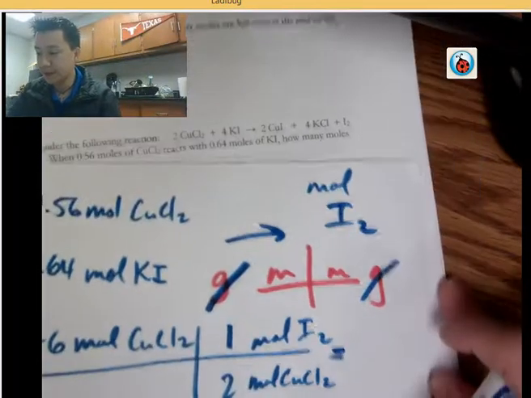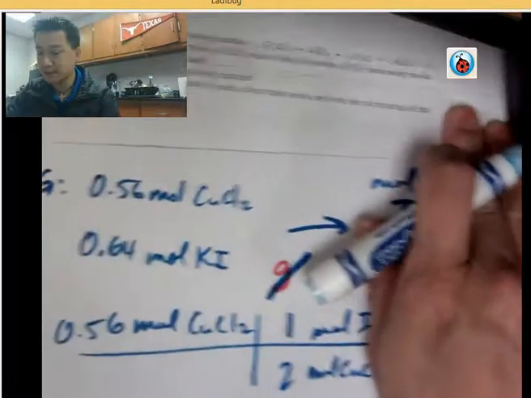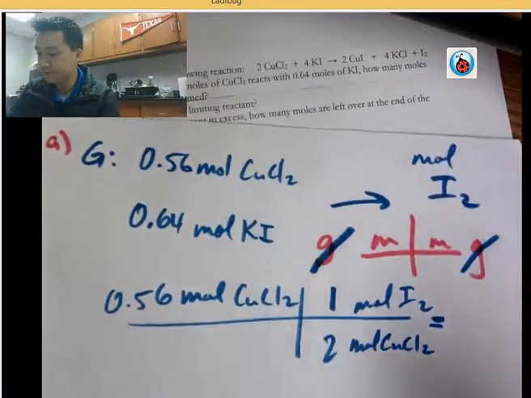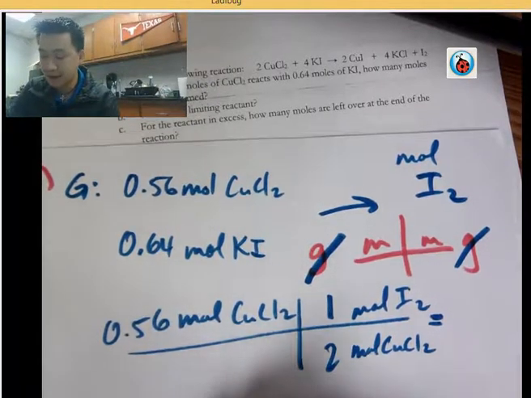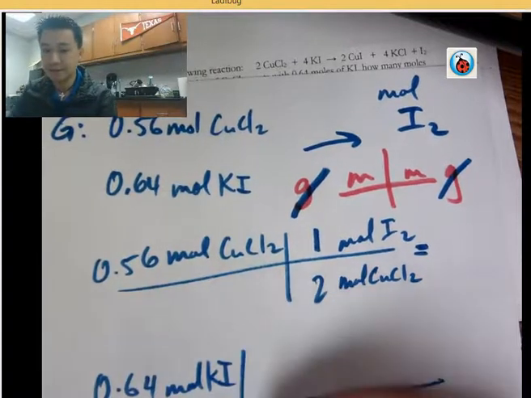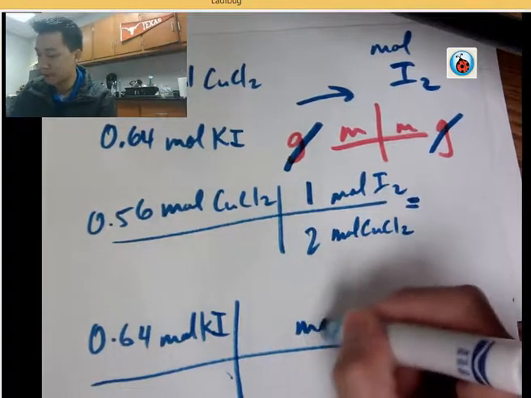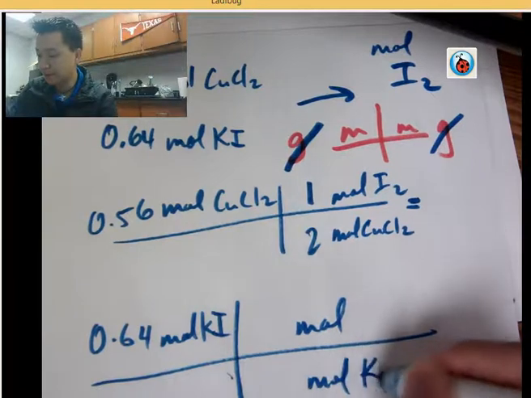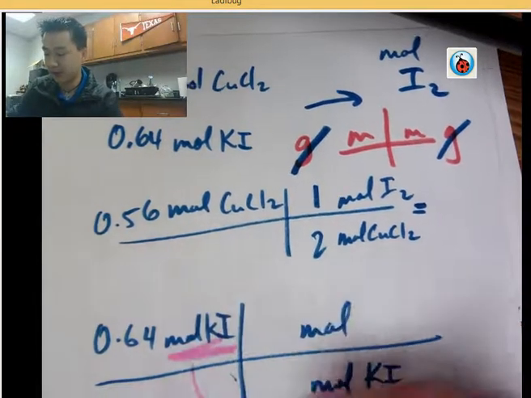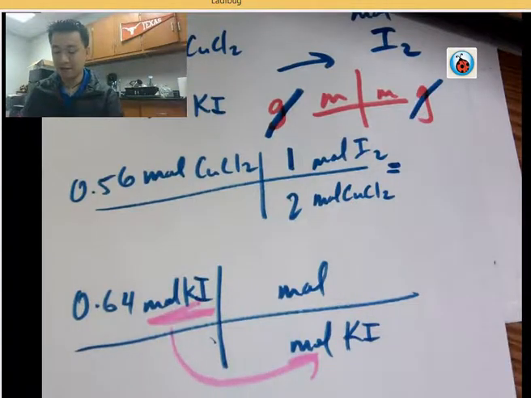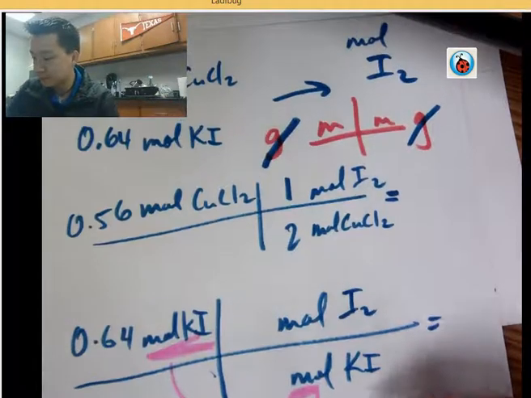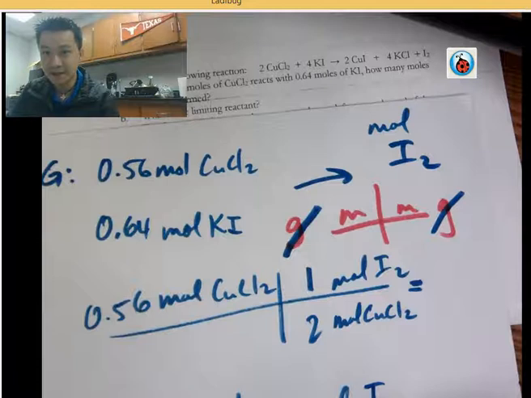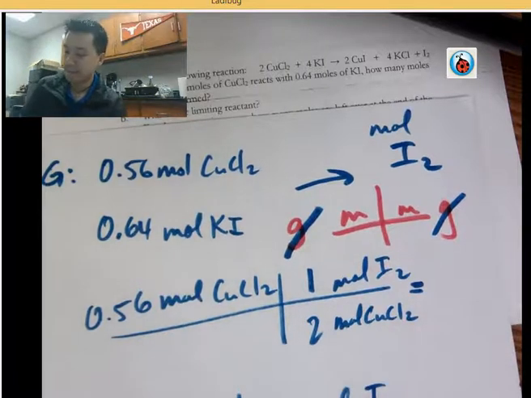And then the other one, I set up exactly the same as that. There you go. The other one is 0.64 mole of KI. Again, this is a mole to mole. So the mole goes up here and then the mole of KI goes down here because, again, follow the pattern, guys. Follow the pattern. Get the units downstairs diagonally. We're going to mole of I2 as well. We have to go to mole of the same thing. I2 is 1 still. In front of KI is a 4.